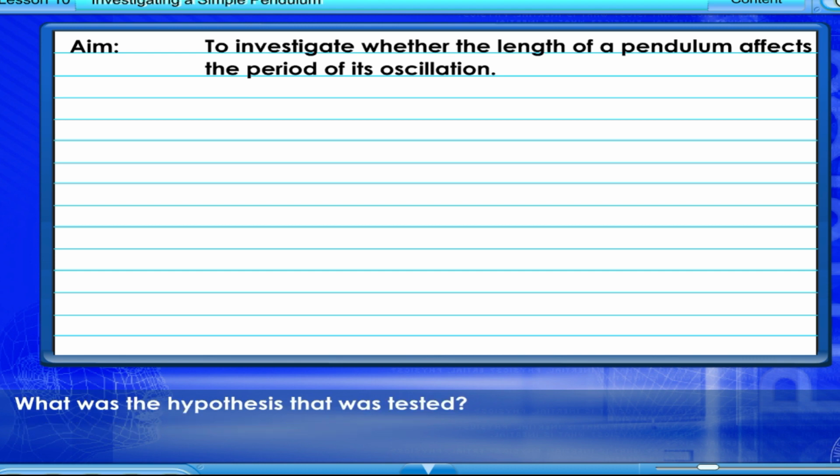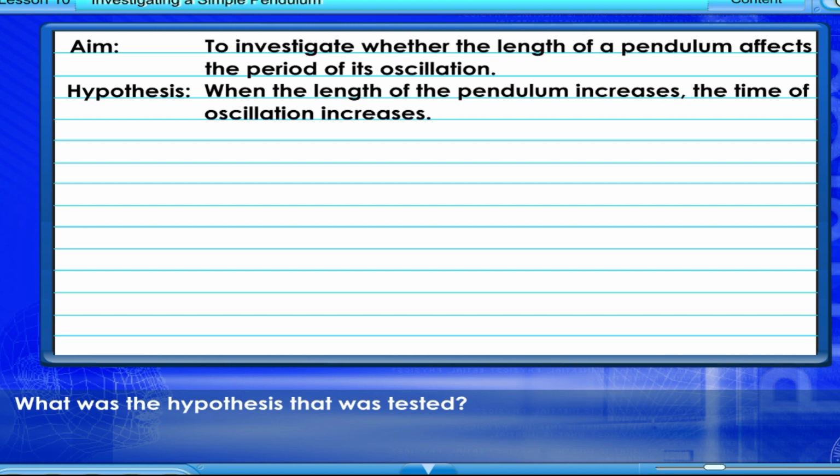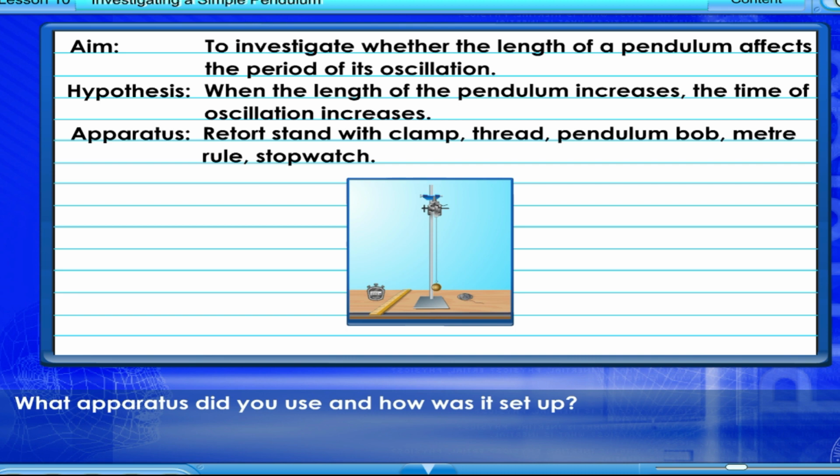What was the hypothesis that was tested? When the length of the pendulum increases, the time of oscillation increases. What apparatus did you use and how was it set up? It is often easier to draw the experimental setup than to describe it. Retort stand with clamp, thread, pendulum bob, meter ruler, stopwatch.